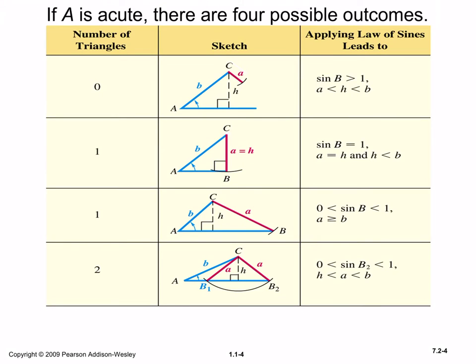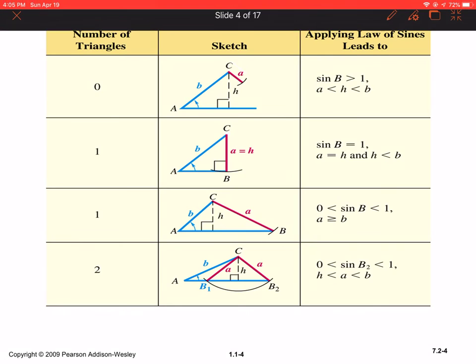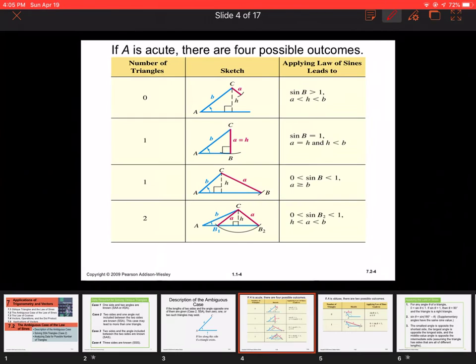First off, we have to look at angle A and consider whether it's acute. We'll look at the case when angle A is obtuse on the next frame. So first off, if angle A is acute, you could have the possibility of no triangle existing. There's a couple of possibilities if one triangle exists, and there's a possibility if two triangles exist. Let's look at each of those for just a second.